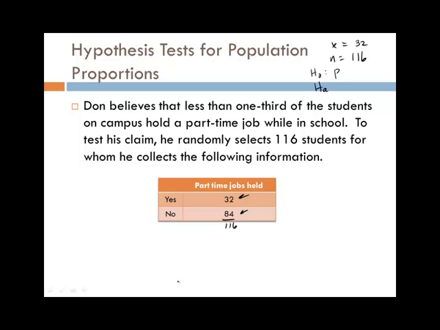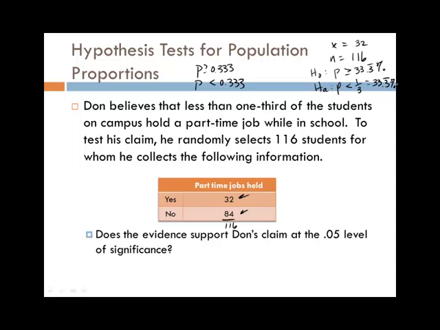So what is the null hypothesis here? Well, the alternative hypothesis is certainly that the proportion is less than 1/3, which is 33.3%, right? And the null is that it is greater than or equal to 33.3%. Or we just say 0.333. Do the evidence support the claim at the 0.05 significance level?